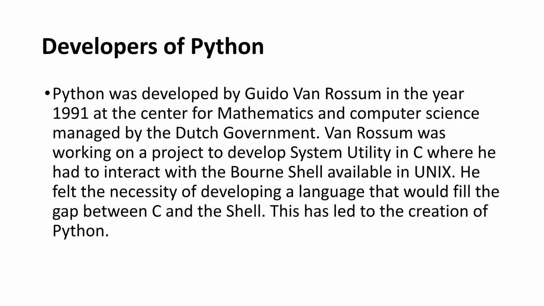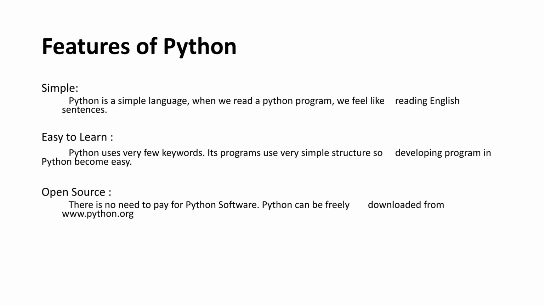Python was developed by Guido van Rossum in 1991 at the Center for Mathematics and Computer Science in the Netherlands. Van Rossum sought a language to bridge the gap between C and the Bourne shell in Unix, leading to the creation of Python. Python is known for several key features, including its simplicity, making programs feel like reading English sentences.